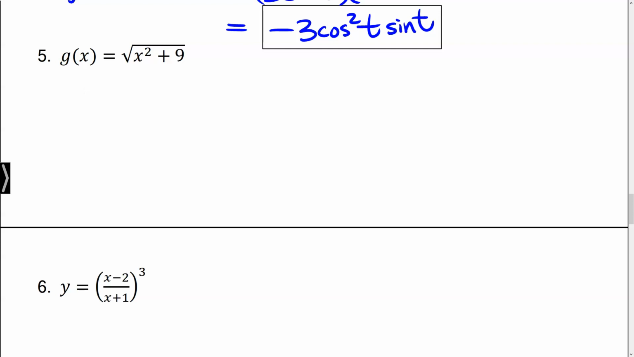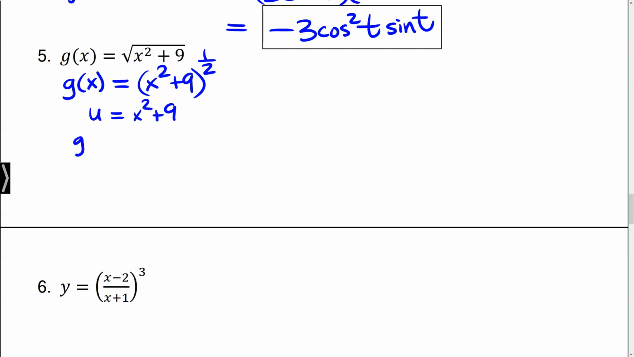Okay, so first let's start here by writing g of x as x squared plus 9, all raised to the 1/2. Now our inner function is the x squared plus 9, so that's going to be u. And g of u is then the square root function. So we're doing the polynomial first and then raising it to the 1/2 power, taking the square root.